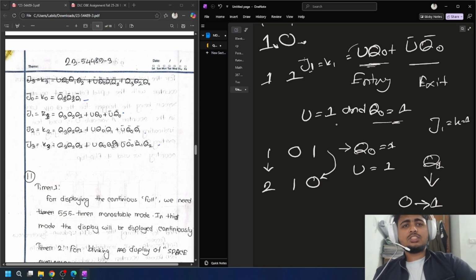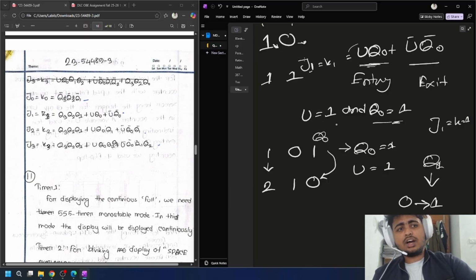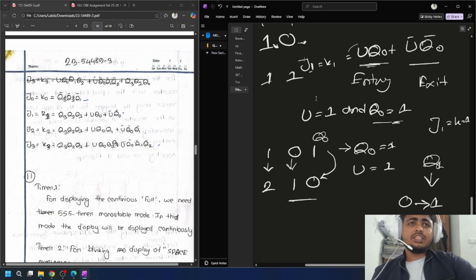So let's see how this goes. For Q naught, it gets updated for every pulse of the clock, and for Q1, for this specific state, the Q1 gets updated. That means 0 becomes 1, and this is how the state goes up for the entry.